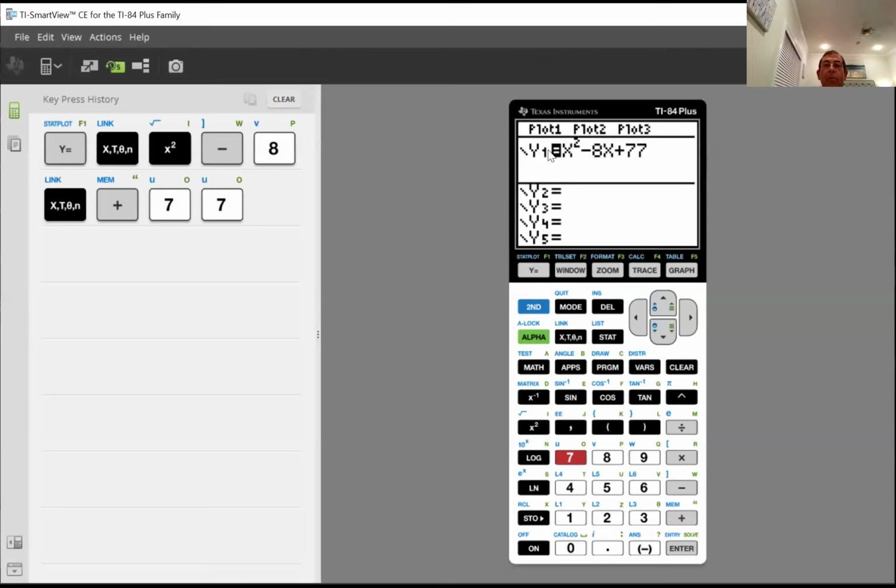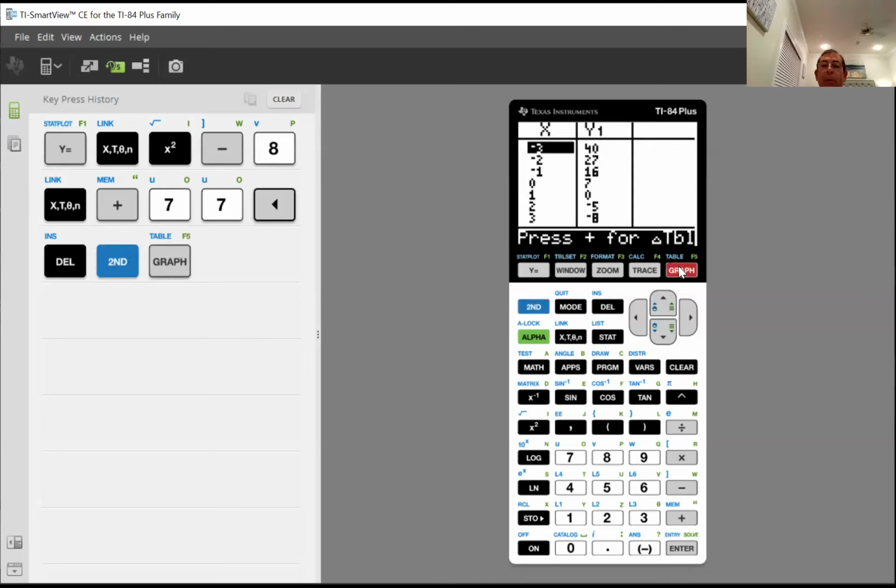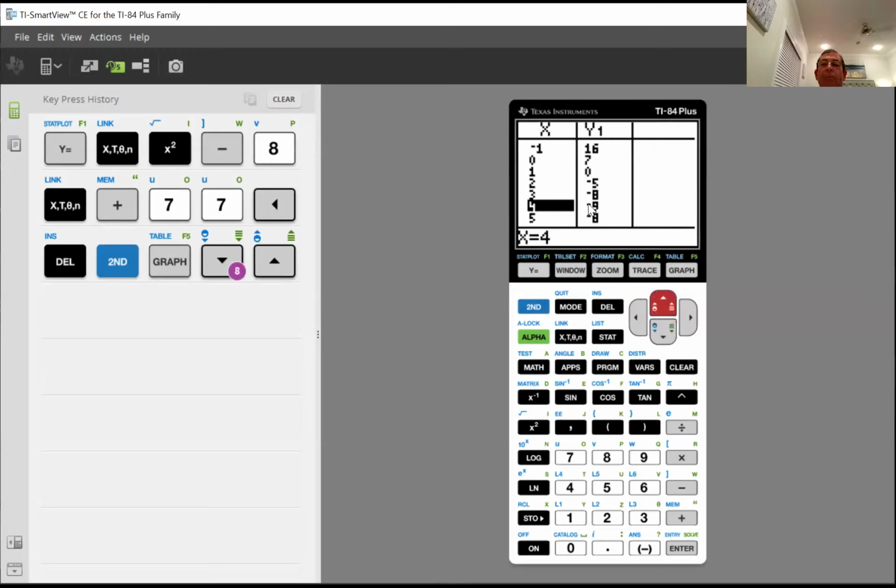All right, y'all, let me let one in real quick. And then let me backspace. I got too many numbers there. And delete. All righty, so I'm going to go to the table. Now, remember, my vertex was 4, negative 9. So when I hit second graph and go to the table, I'm going to arrow down until I can find that 4, negative 9. So 4, negative 9 was my vertex.